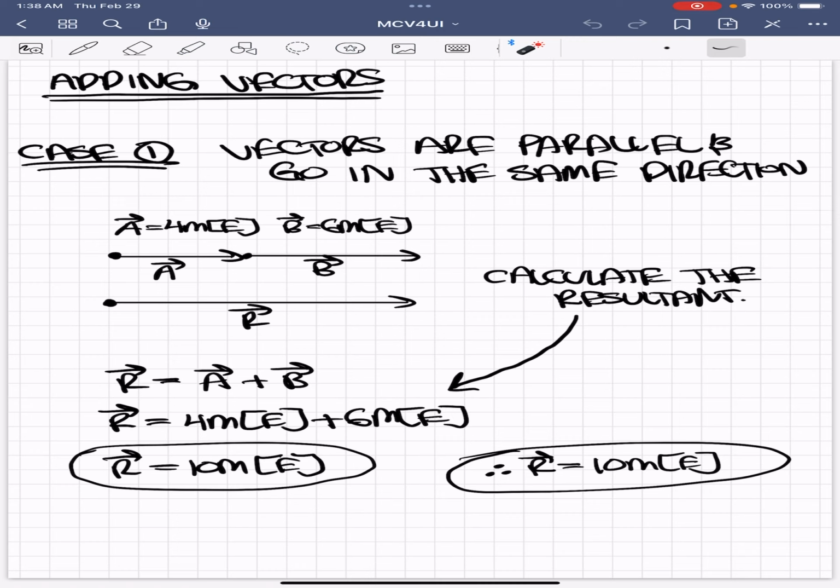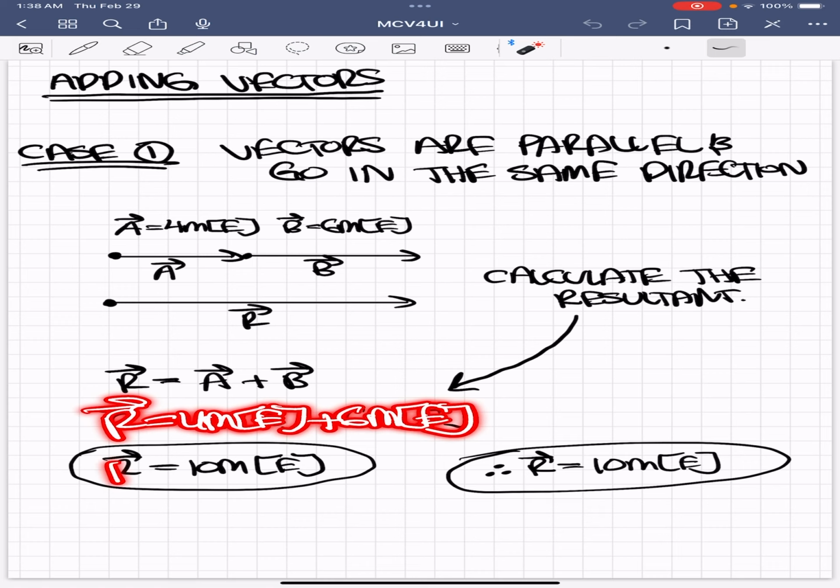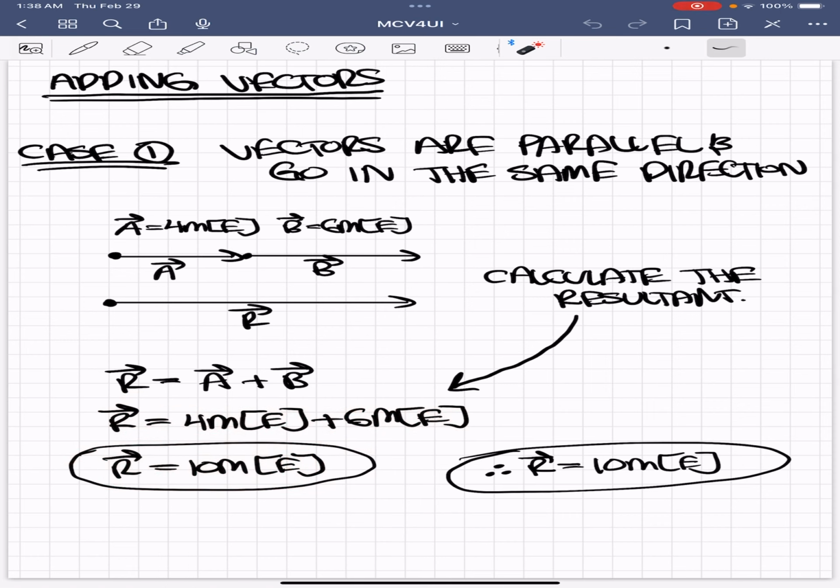So I have a mathematical equation here. I have the resultant equals vector A plus vector B. I have the resultant equals 4 meters east plus 6 meters east. So I just add those two together and I get 10 meters east. So then we have our answer, and then we have our therefore statement.